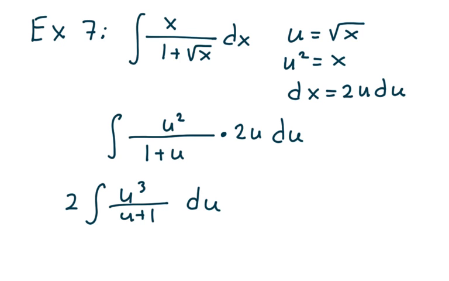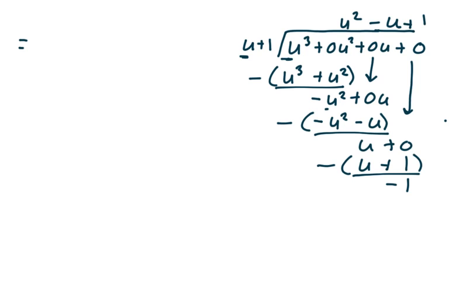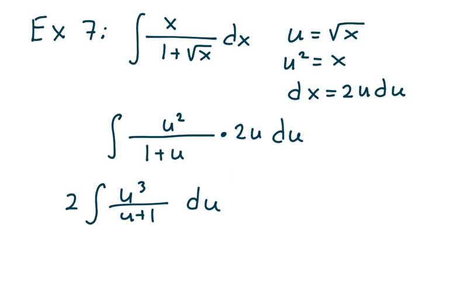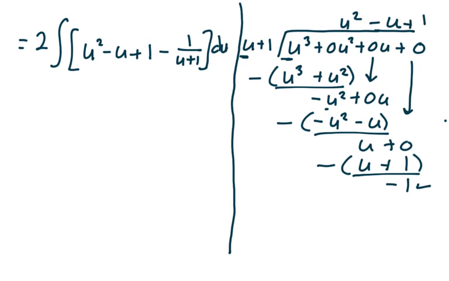Because what I want to do is I want to write this as twice the integral of u squared minus u plus 1, and the remainder is negative 1. So I'm going to go minus 1 over u plus 1 du. So let me have a little divider here. So that's what I got when I took u cubed divided by u plus 1.